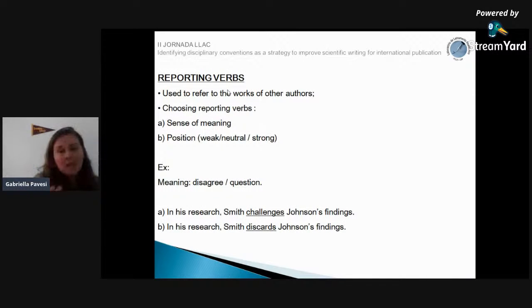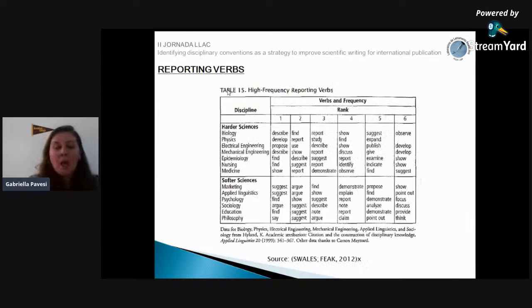So as you can see, one word can completely change my position in regards to my text, to what I'm writing and to what my source says. So position is very important when we make a decision of which reporting verb we are going to use.